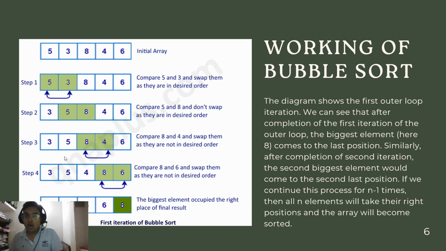The second biggest element comes to the second last position, and if we continue this process for n minus 1 times, we have around 5 elements in the array, so this will take 5 minus 1, that is 4 iterations. Then all the n elements will take their right positions and the array will become sorted. This is how bubble sorting works.